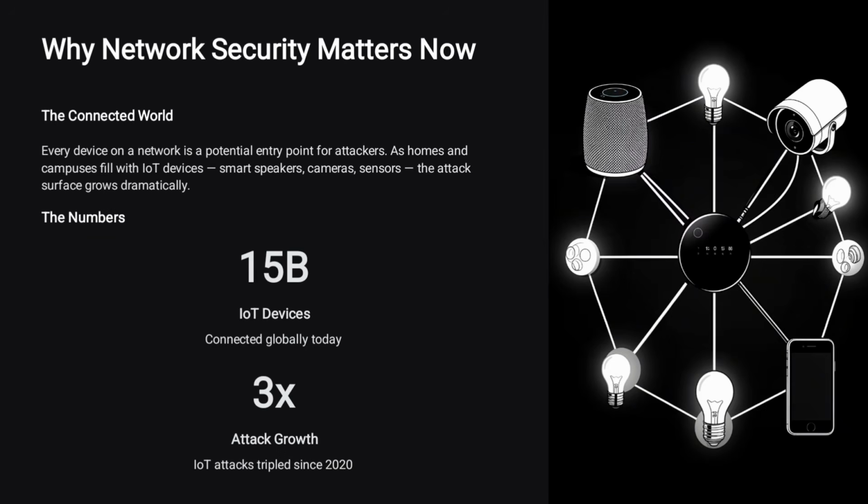Why network security matters? Today, everything is connected through IoT. Every connected device becomes a potential entry point for attackers. Currently, billions of IoT devices are active worldwide and attacks have increased significantly. As the number of devices increases, the attack surface also grows rapidly. Without proper security, even a single weak device can compromise the entire network.